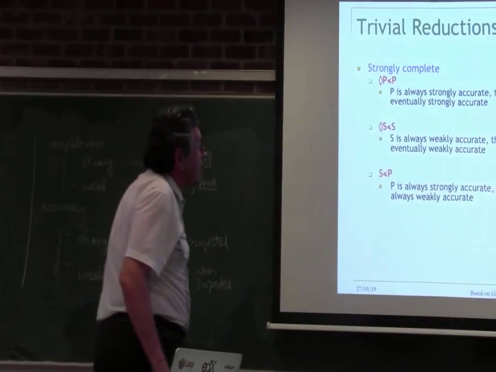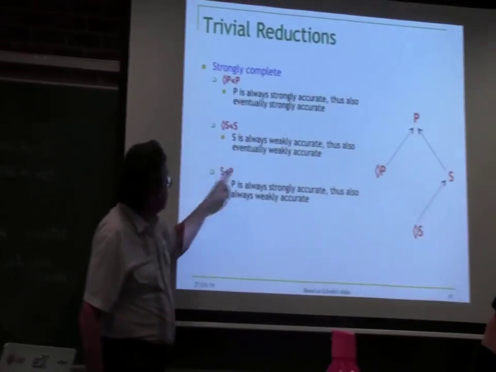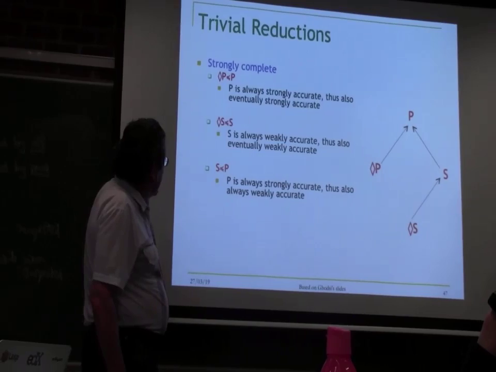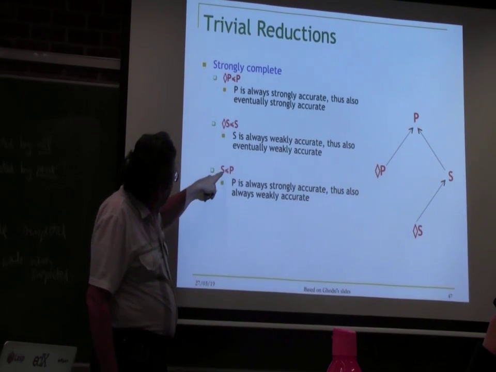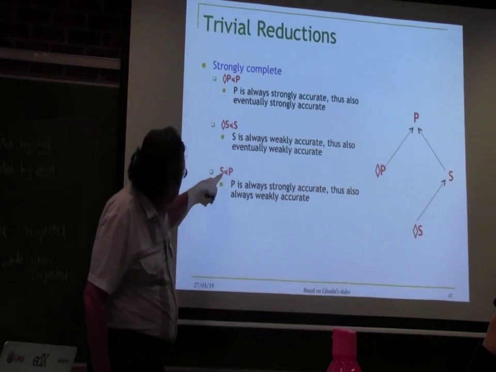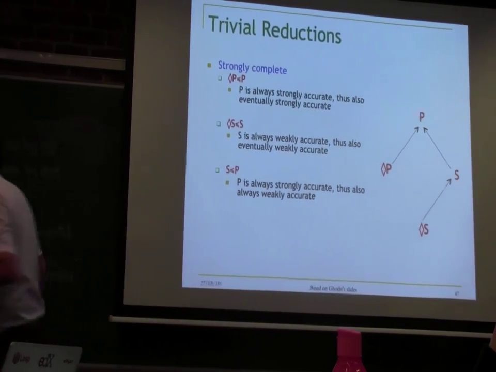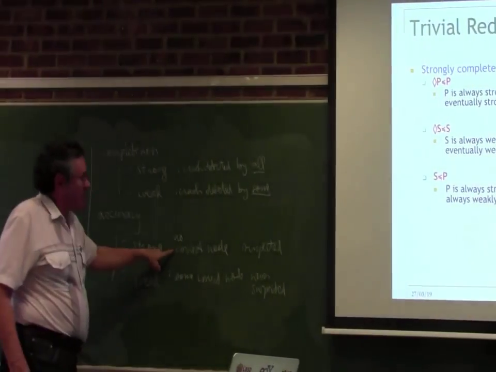So we can make reductions, but we can also make other reductions. So S and P. P is strongly accurate and S is weakly accurate. So P never makes mistakes.